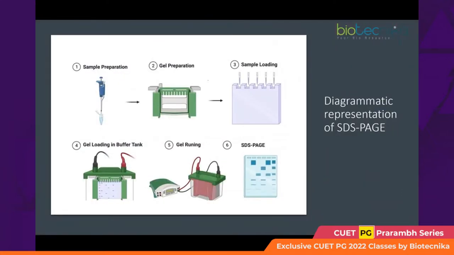If you see the apparatus, you prepare the sample by heating it with SDS and beta mercaptoethanol. Then there is the gel preparation. Then we load the sample in our wells, start the electrophoresis, run the gel, then stain the gel in Coomassie Brilliant Blue and de-stain it so that we get a clear background. Wherever proteins are present, we will get bands. The bands which are farthest are the smallest in size, and the bands closest to the well are the largest in size.